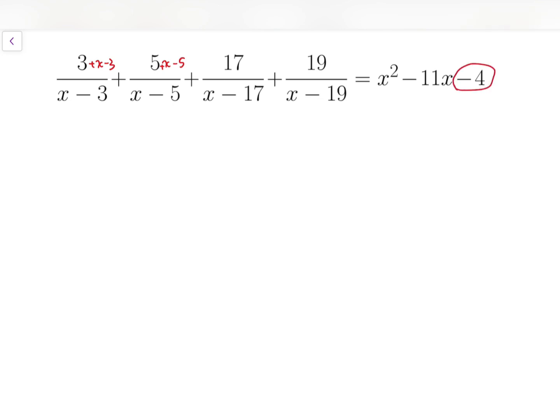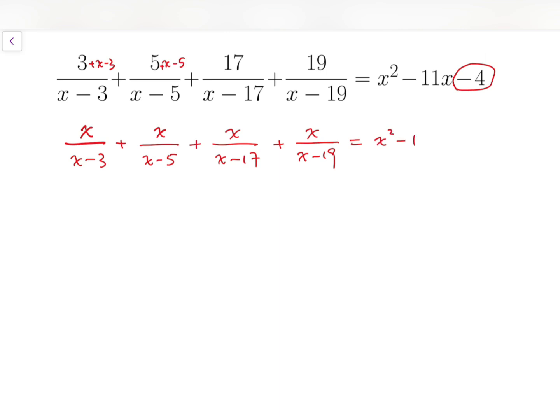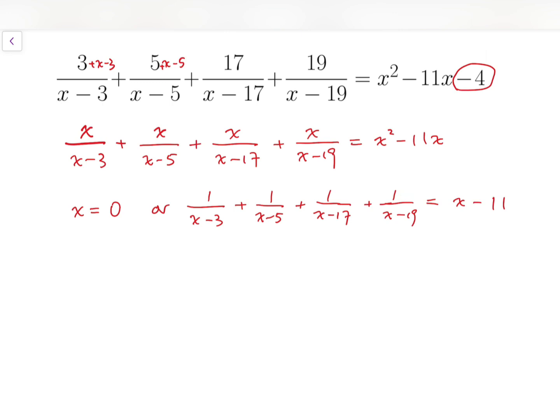So if I add 4 on both sides, I will get x over x minus 3 plus x over x minus 5 plus x over x minus 17 plus x over x minus 19, and the sum is equal to x squared minus 11x. From this we can see that x equals 0 is clearly a solution, and for other cases I can divide both sides by x. So x equals 0, or 1 over x minus 3 plus 1 over x minus 5 plus 1 over x minus 17 plus 1 over x minus 19 equals x minus 11. Then the equation starts to become simpler.